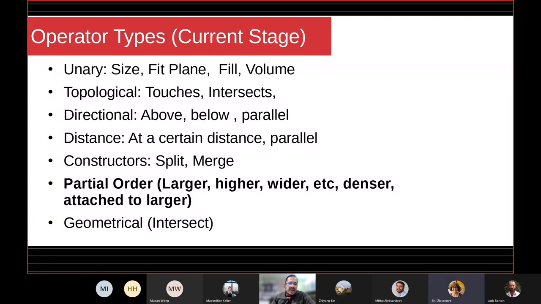And well, the last one is a geometrical operator. If you want to find the intersection of two segments, you just compute it in the voxel way, and then you try to extract the things which are somehow intersected within that voxel. So that is possible.